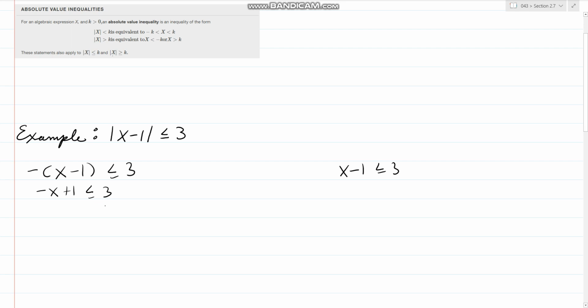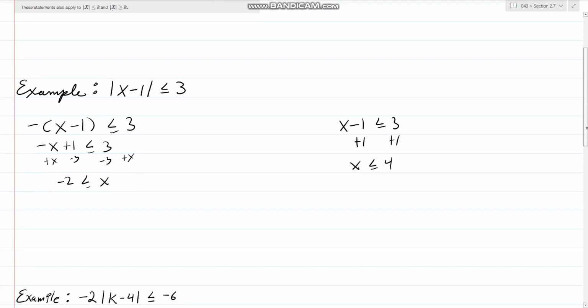And I can start moving things around, so I can subtract the 3 and add the x. That way we avoid the confusion. So 1 minus 3, which is negative 2, is less than or equal to positive x. So that's one statement I need to look at. I need to add 1 to both sides, so I have x is less than or equal to 4. And I need to understand that.